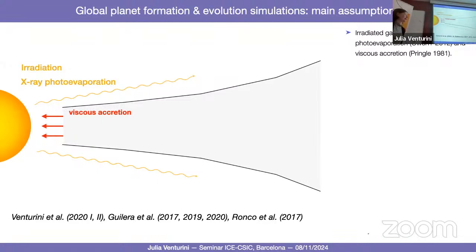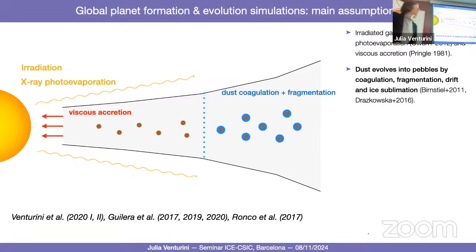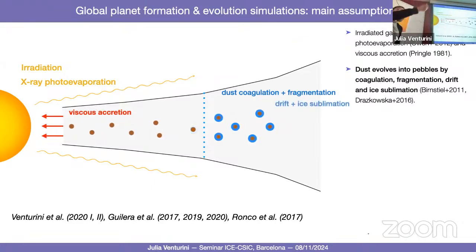So we have, as I already introduced before, a gaseous disk in the model. This is all run as numerical simulations. We have a gaseous disk that is undergoing viscous accretion, is irradiated, and is undergoing X-ray photoevaporation. This makes the disk evolve. We also have dust growing from micrometer size to centimeter pebbles. So we have a coagulation model, and these pebbles are also fragmenting and drifting. It's very important: the pebbles are drifting because they suffer aerodynamical gas drag.